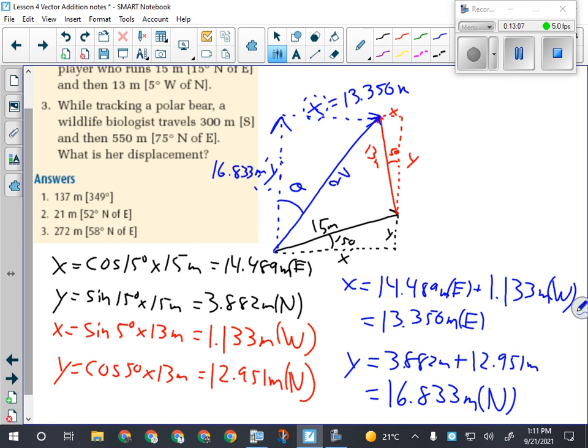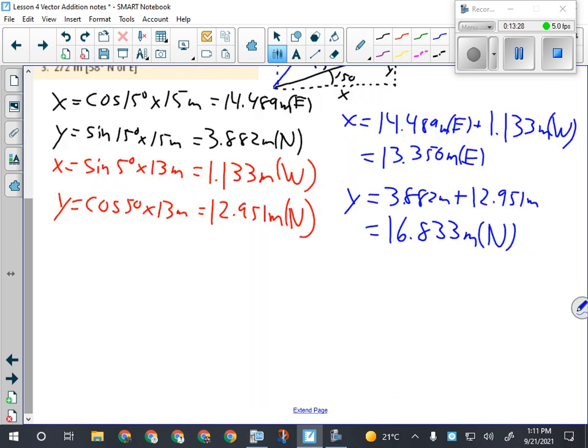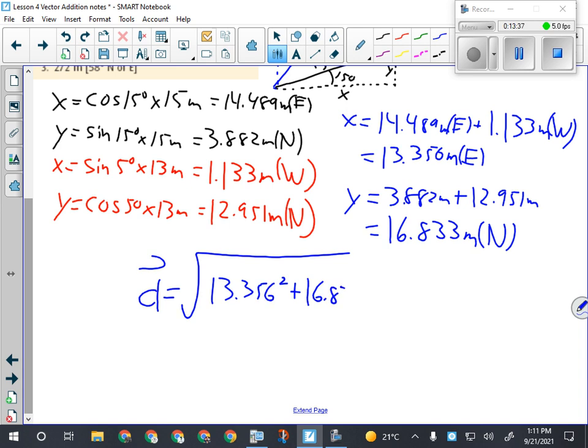Okay, so now my resultants triangle has two sides. Can I calculate the magnitude of D here now that I have this side and this side? Again, I just use Pythagorean theorem. All right, so that's my next step. So the magnitude of D will be 13.356 squared plus 16.833 squared.